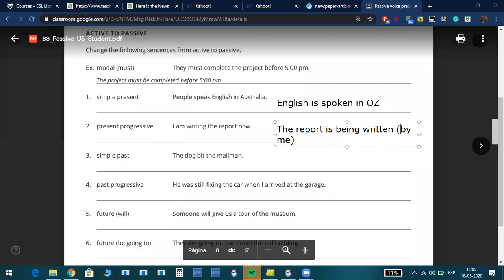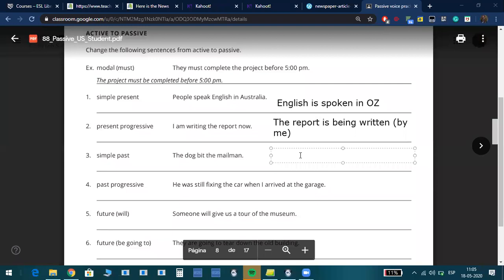Next one. It says dog bit mailman. Past simple. The object. The mailman. Past simple. Verb to be. Was bitten, yes. Could be by a dog. By the dog. Because it's the dog, not any dog.